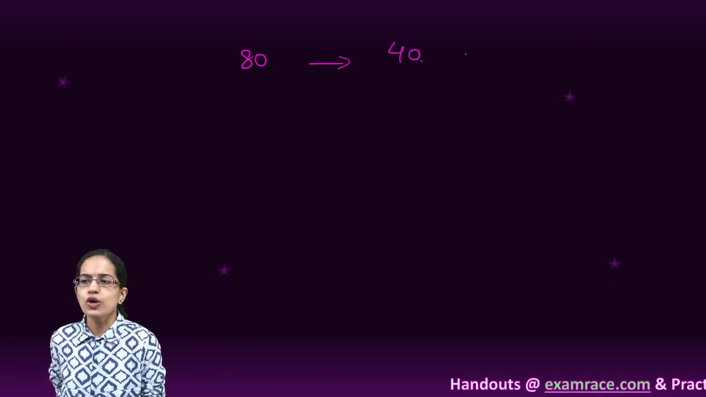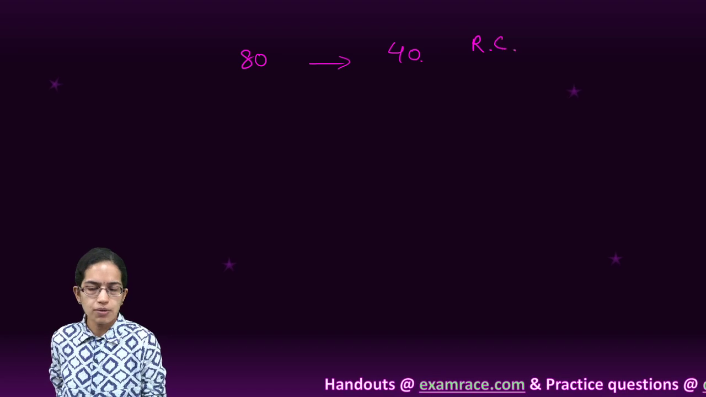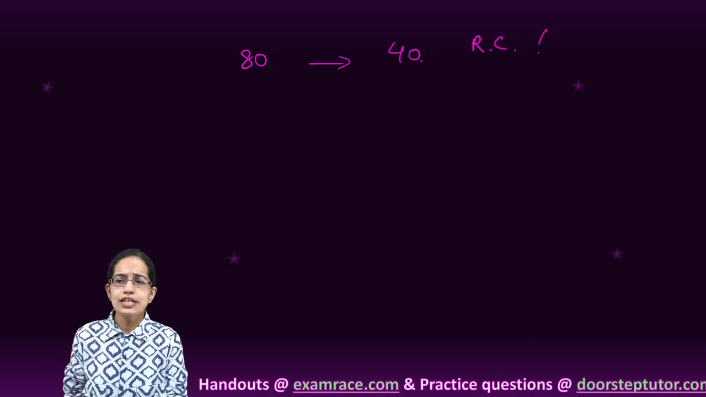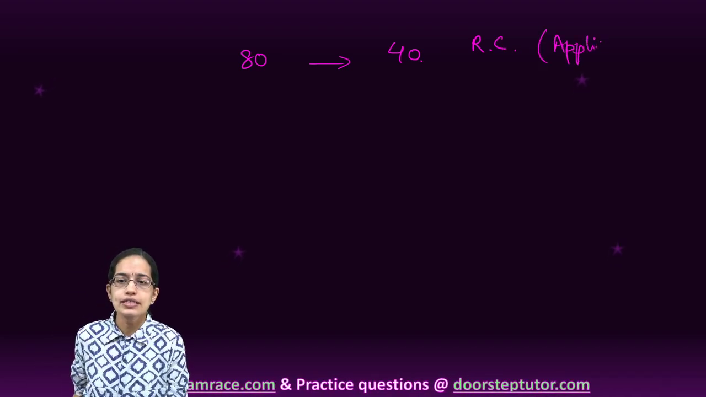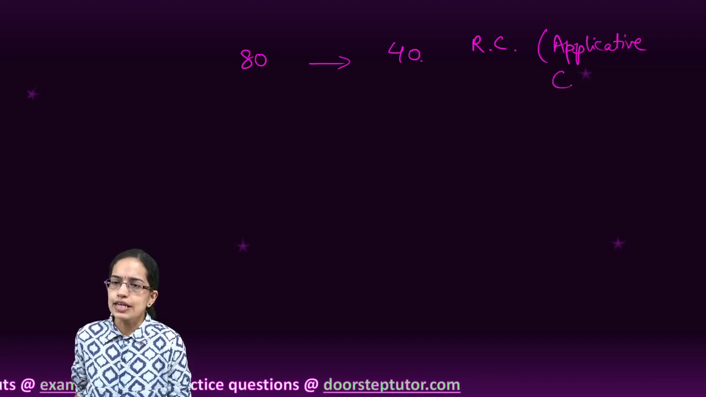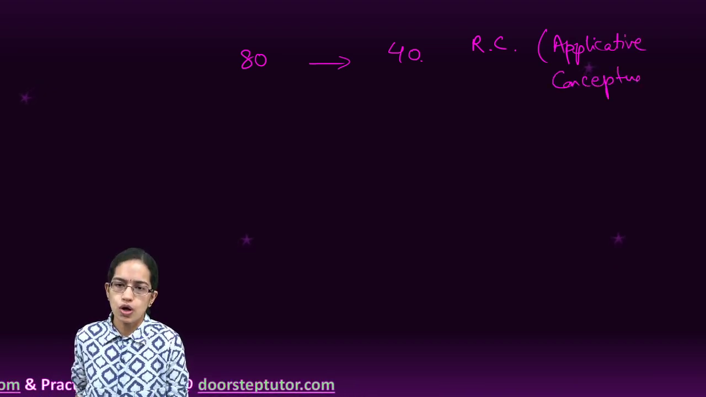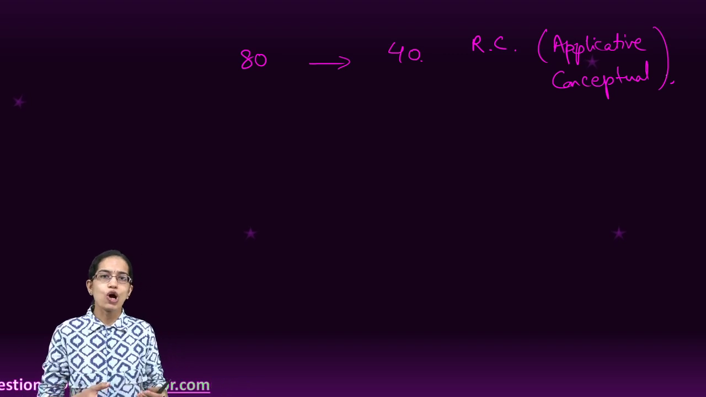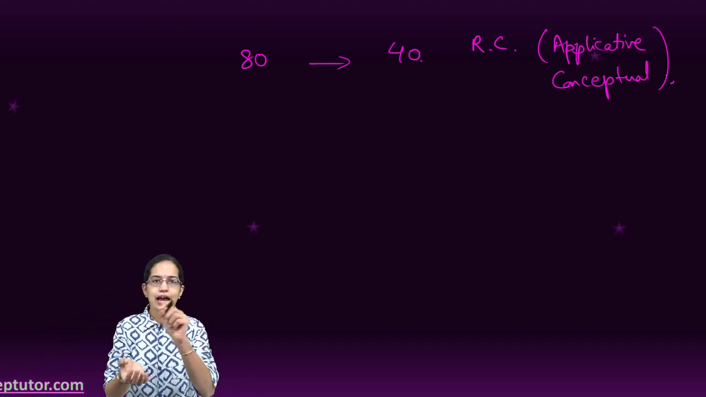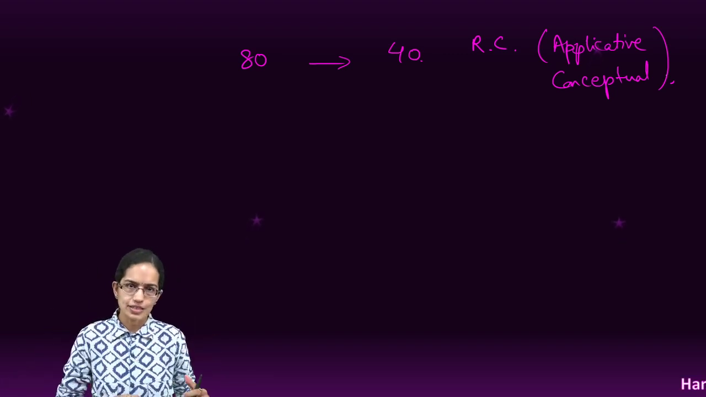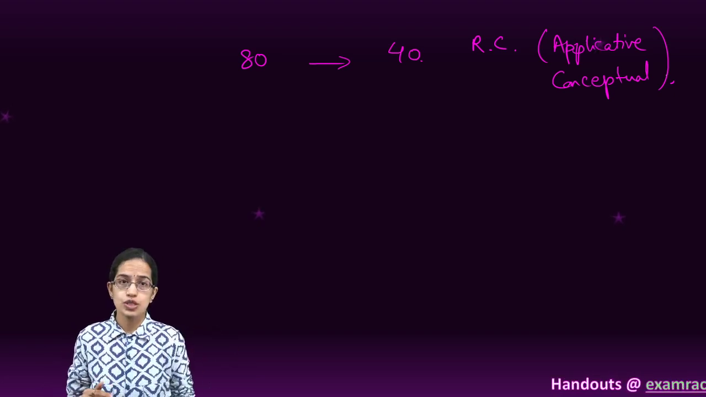Now, of the total 80 questions that were there, we can simply say nearly 40 questions belong to reading comprehension passages, which were much more applicative and conceptual in nature. The direct knowledge as such was not asked, and the idea was not to just read the passage and find the lines and answer those, but to deduce what was there.